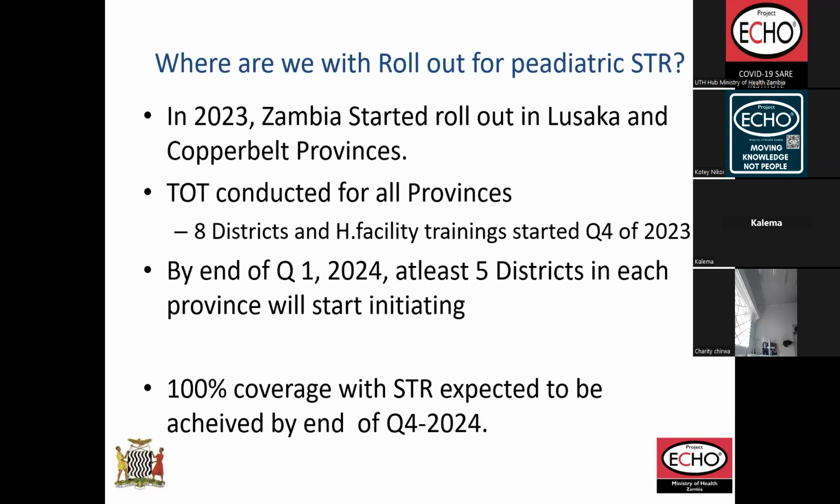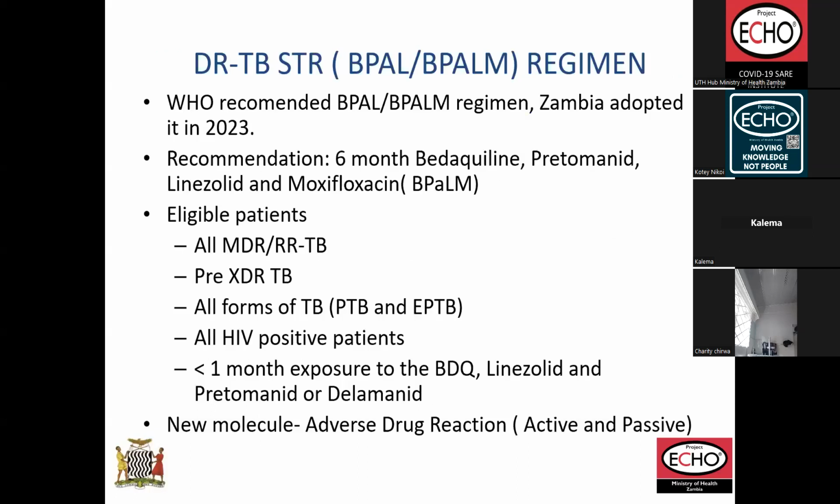Then we are talking about 100% coverage with STR by end of the year 2024. What we mean is that all the districts in the country should be able to start initiating this shorter treatment regimen. As I mentioned, we just need to give you clear guidance on what is non-severe TB and what is severe. That is it, because the regimens that we are using are the same. So that is where the emphasis is. Of course, more information we'll be able to share with you in our next presentation.